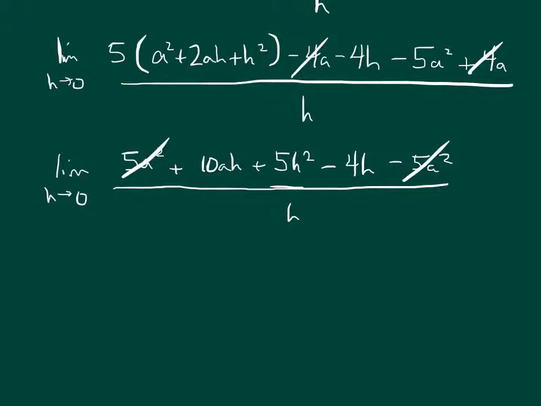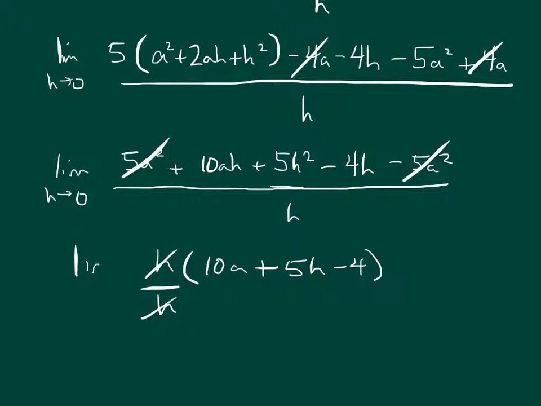They go away. And we can see that we can factor an h out of what's left. So we'll have h times 10a plus 5h minus 4. And then, of course, down here we'll have the h left over. Those are going to cancel. And now you can plug in 0. Right. And we'll get 10a minus 4.